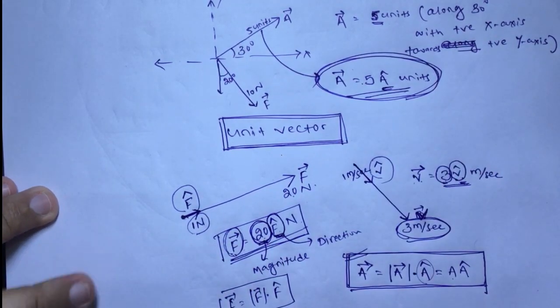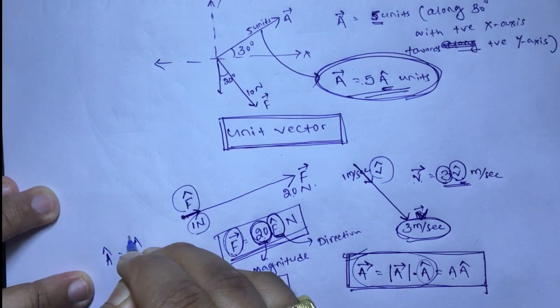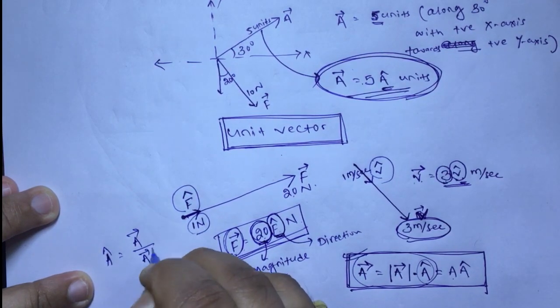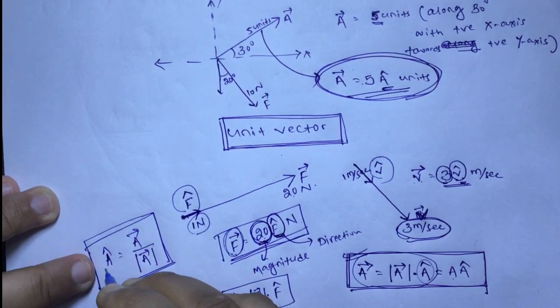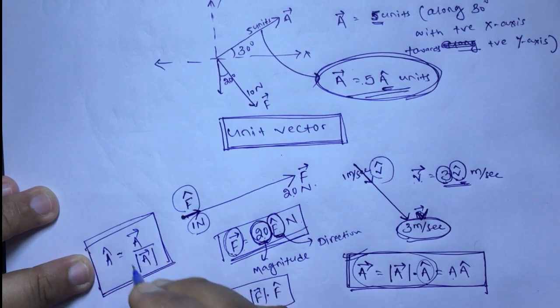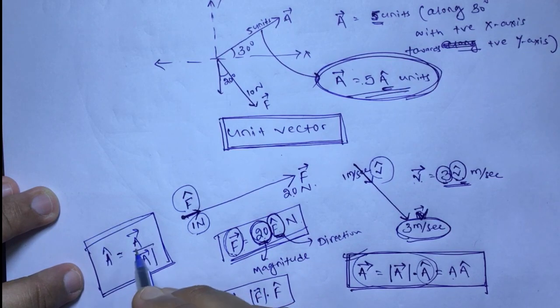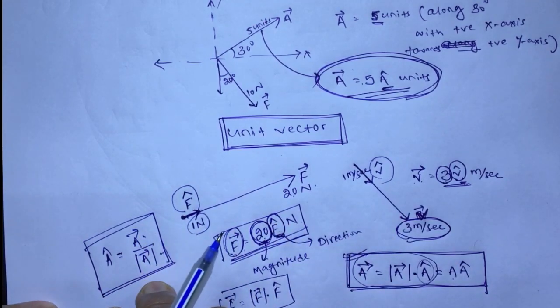Is it clear? And mathematically I can define a unit vector a cap as equal to this. From here I can write a cap equal to a vector by a vector magnitude. So this is the mathematical definition of a cap, that the unit vector can be defined as the ratio between the vector and its magnitude. The ratio between a vector and its magnitude is known as the unit vector of the given vector. That is how you can define it mathematically.